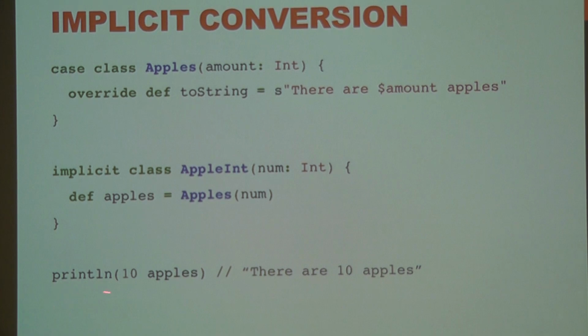So when the compiler encounters this expression, it sees 10, finds that it does not type check in this context, looks for an implicit conversion, and finds one in appleInt. So what happens at compile time is that this 10 gets replaced with this appleInt object. And what's important to note here is that this conversion is happening at compile time, not at runtime. So this is not going to have any sort of runtime consequence in your program.